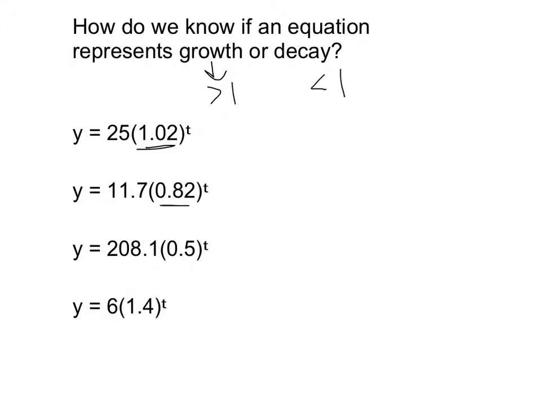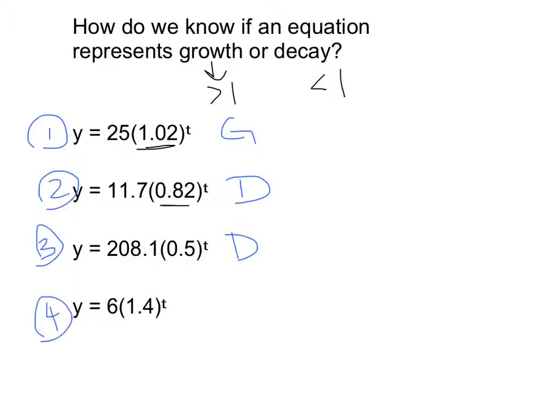So let's take a look at these 4 examples. The first one is growth. The second one, I see 0.82, which is decay because it's less than 1. Number 3 is decay, and 4 is going to be growth again. So we should be able to just look at it and say, okay, that's going to be a growth exponential model. That's going to be decay, just by seeing the equation.